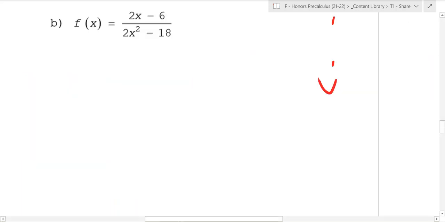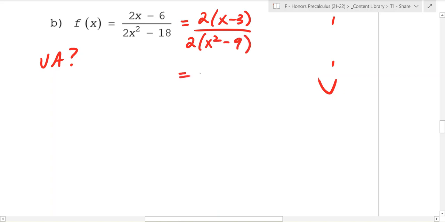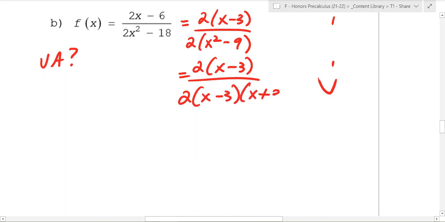What about this one right here? Are there any vertical asymptotes? Well, let's factor this first. We could factor out a 2 and make it 2 times x minus 3, and then it's 2 times x squared minus 9. So that's 2 times x minus 3 over 2 times x minus 3 times x plus 3.